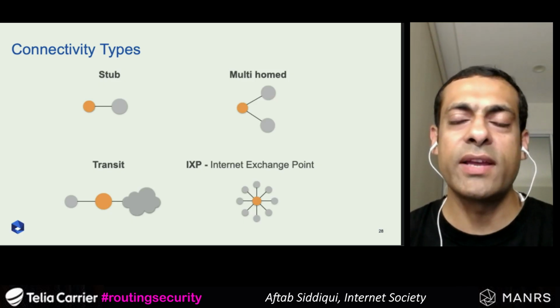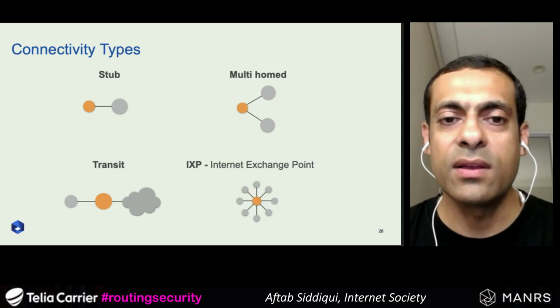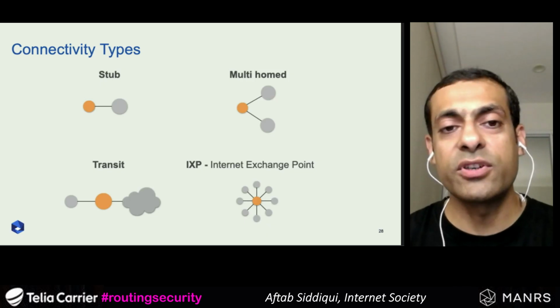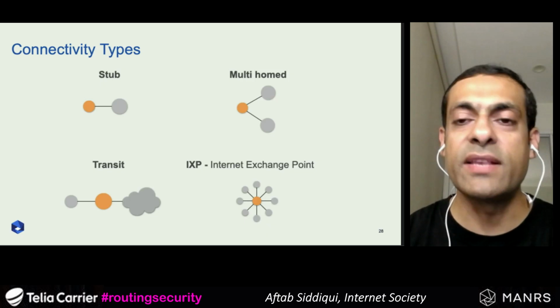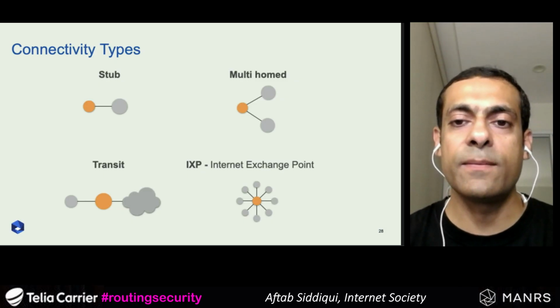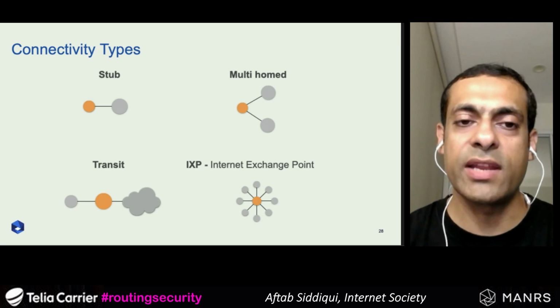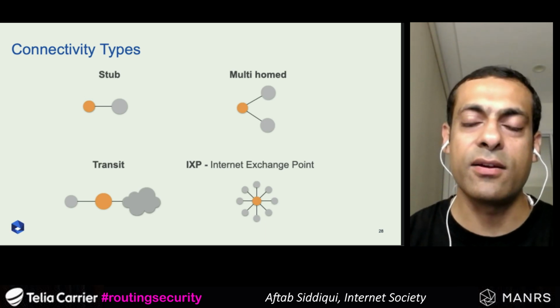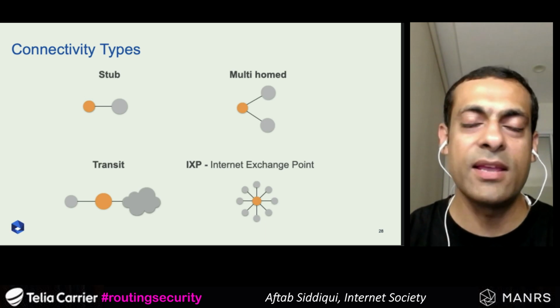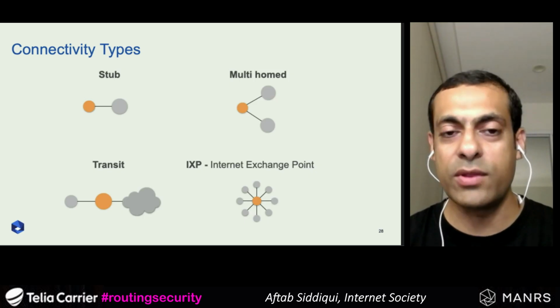You'll be surprised to know that out of those 71,000 networks, 80% are stub networks. That means they don't have any downstream customer. Their network is connected to the routing table, and that's it. They are the only ASN. There's no one below that.